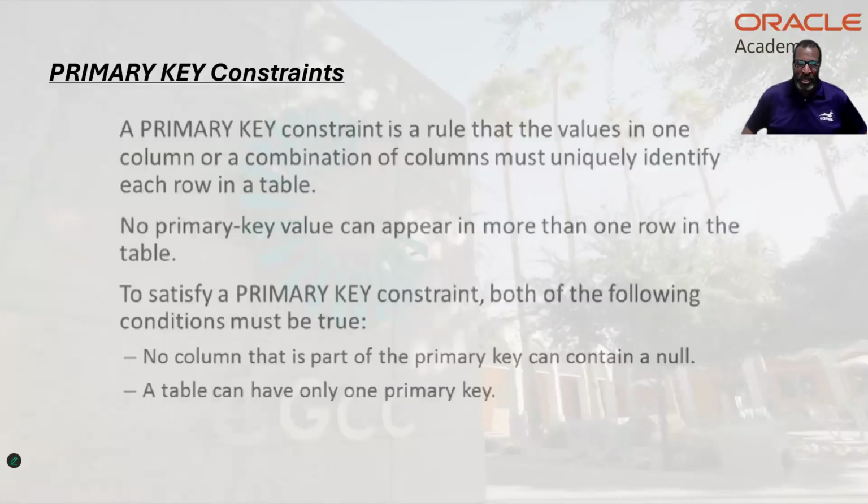All right. So a primary key constraint is a rule that the values in one column or a combination of columns must uniquely identify. So basically, it's a way to identify a record, which is the primary purpose of the primary key. To satisfy a primary key constraint, both of the following conditions must be true. No column that is a part of the primary key can contain a null. The table can have only one primary key, whether it's a combo key or just one column.